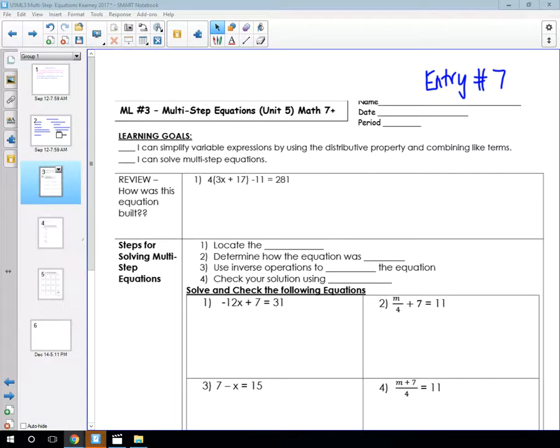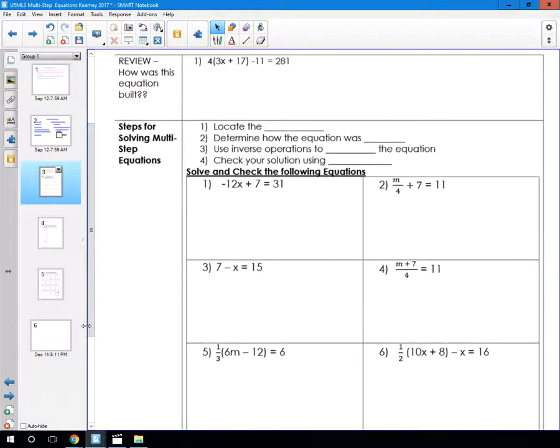Okay, so our learning goal is that by the end of today, I want you to be able to take a multi-step equation, solve it, and explain to someone else how to do that, okay? We've been talking about how the way an equation is built will help us with solving it, and we're going to use that today. There are some steps we're going to go through. Look right here at step number 1.